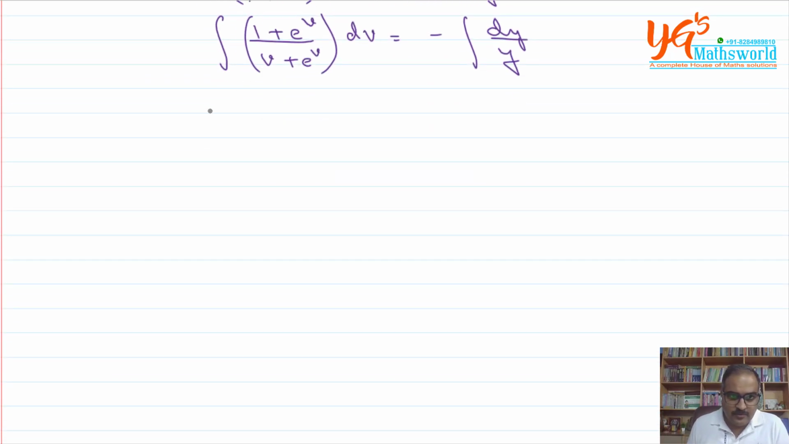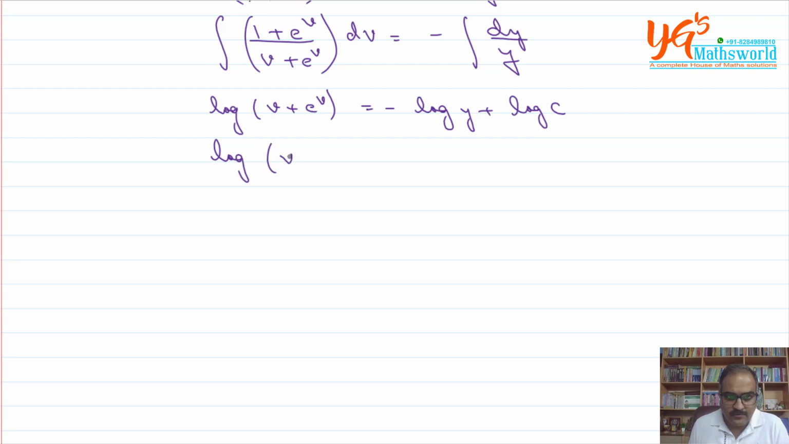So again the formula will be f dash x over f of x, so it will be log of v plus e raised to power v is equal to minus log of y plus log of c. So log of v plus e raised to power v is equal to log of c upon y. Taking anti-log on both sides, we get v plus e raised to power v is equal to c upon y.